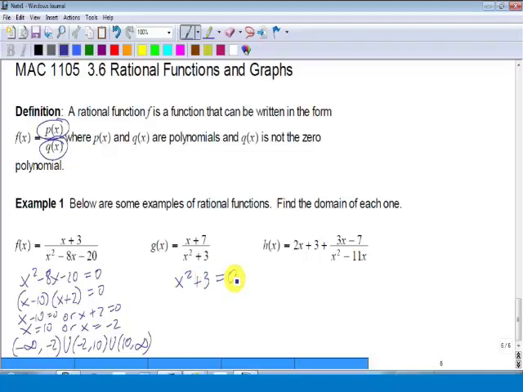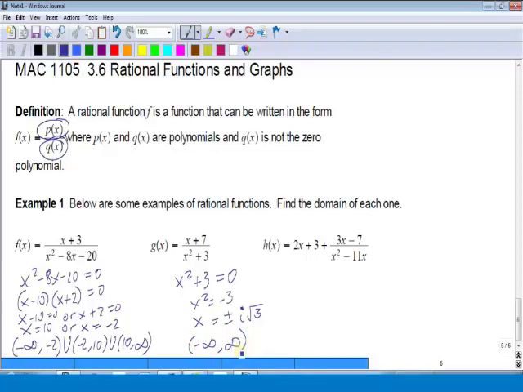G of x, as I kind of mentioned there, is going to have all real numbers in its domain. You set x squared plus 3 equal to 0. x squared would have to be negative 3. x could be plus or minus i times the square root of 3. So there are a couple of imaginary numbers that make the denominator 0, but we're just wondering, what are the bad real numbers? And if the only bad numbers are imaginary, all real numbers must be good. So pick a real number, any real number, square it, add 3, you don't get 0, so it's going to be in the domain. All real numbers are good.